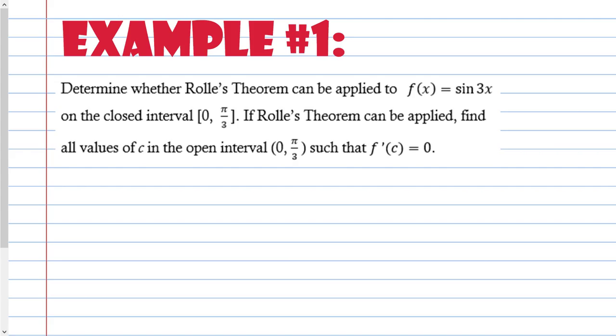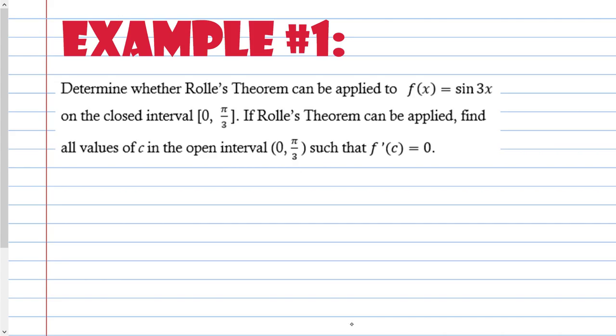So let's see, example 1. Determine whether Rolle's theorem can be applied to f of x equals sine 3x on the closed interval from 0 to pi over 3. If Rolle's theorem can be applied, find all the values of c in the open interval from 0 to pi over 3 such that f prime of c equals 0.